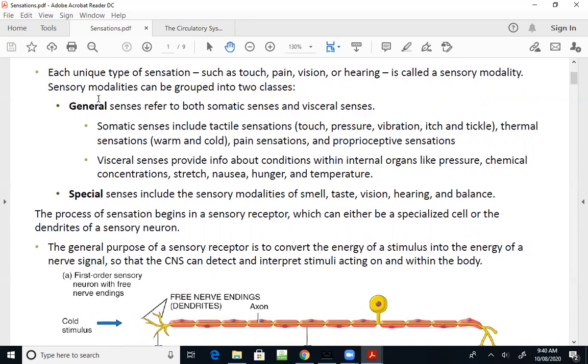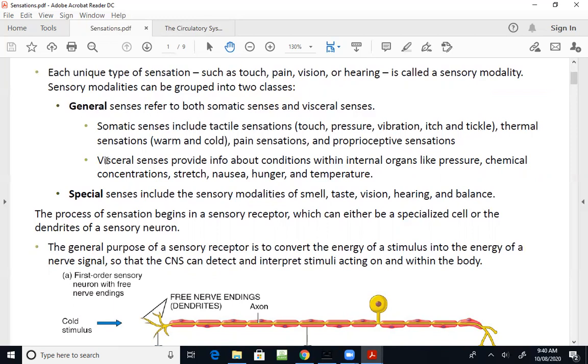The general sensations, there's actually two types, somatics and viscerals. We'll touch just briefly on some of the somatics, which include the tactile sensations of touch, pressure, vibration, itch, and tickle, the thermals, warm and cold, pain, and then proprioceptive sensations, which involve our muscles, tendons, and joints. We really don't get into it at all in this class at this point anyway.